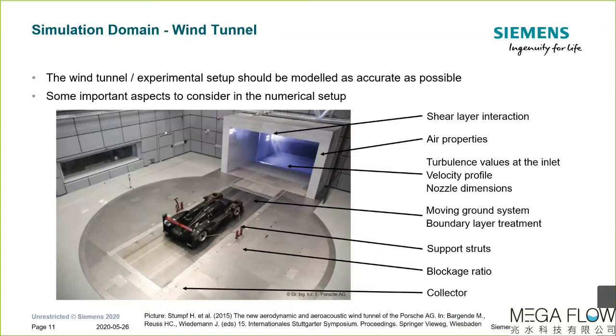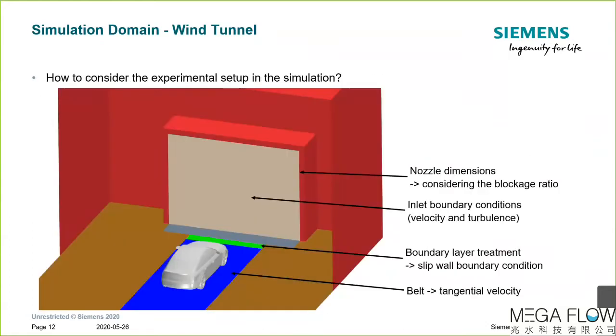We have maybe a scoop, so boundary layer treatment in general. We have blockage ratio, collector influence, and so on. So there are really many aspects to consider. So when you're really targeting absolute values, it's maybe not just recommended to use an unsteady method, but also to carefully consider the experimental boundary conditions.